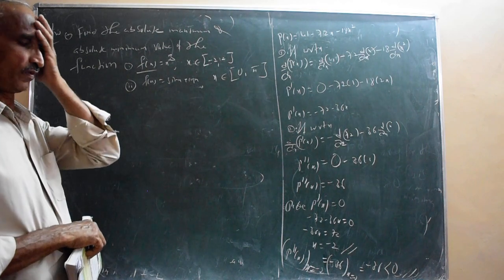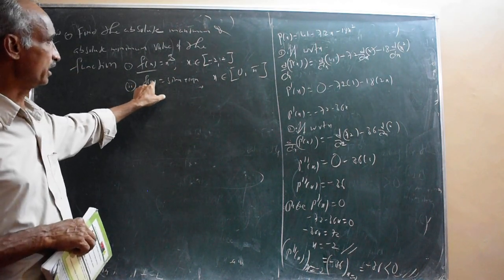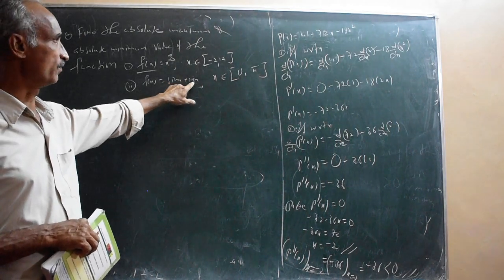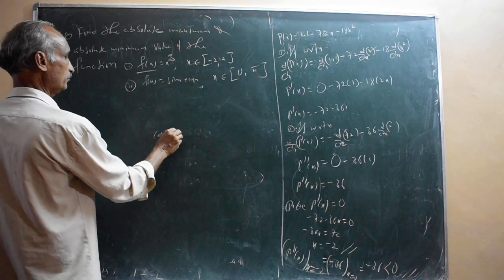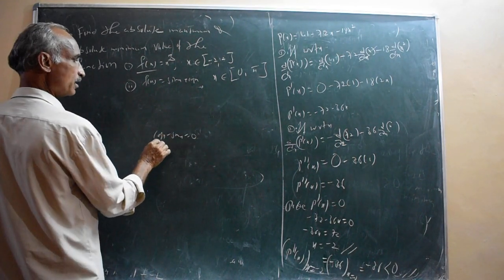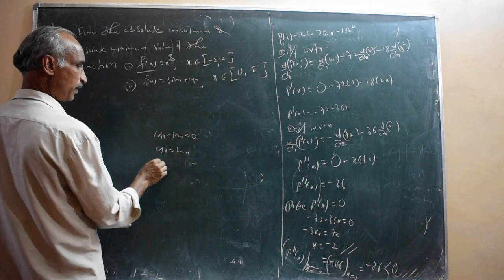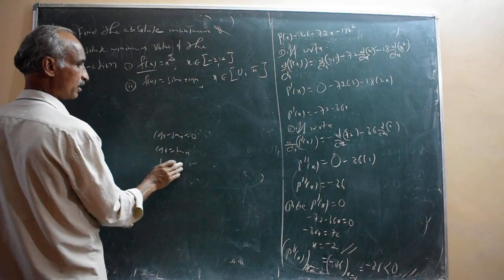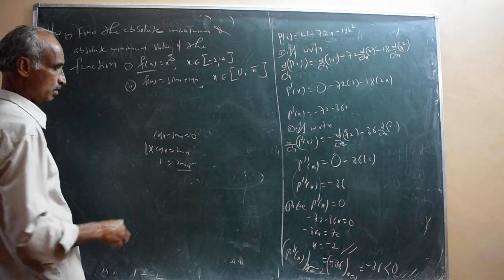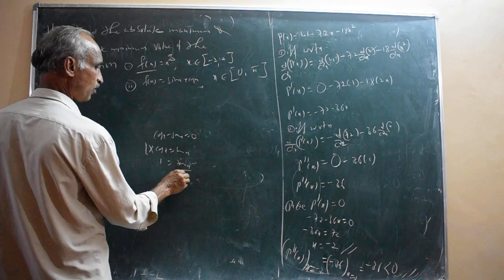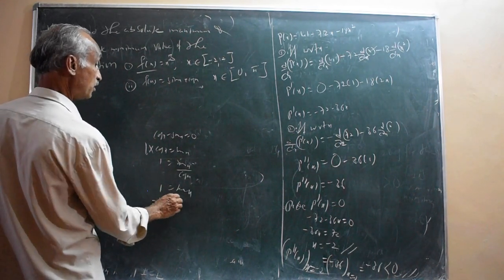By taking f dash of x equal to 0, I got tan x equal to 1. The differentiation of sin x is cos x, and the differentiation of cos x is minus sin x. So cos x minus sin x is 0. Shifting sin x to that side, cos x is equal to sin x. Cross multiplying, 1 is equal to sin x upon cos x, that is tan x.